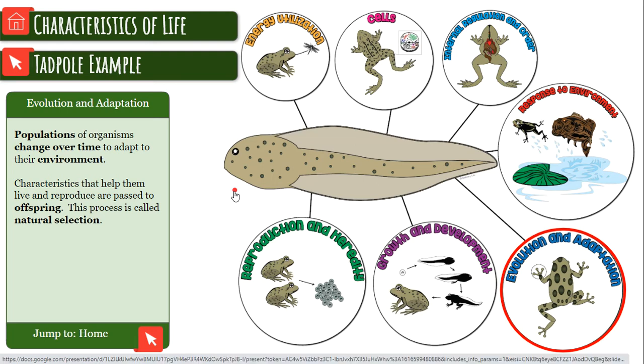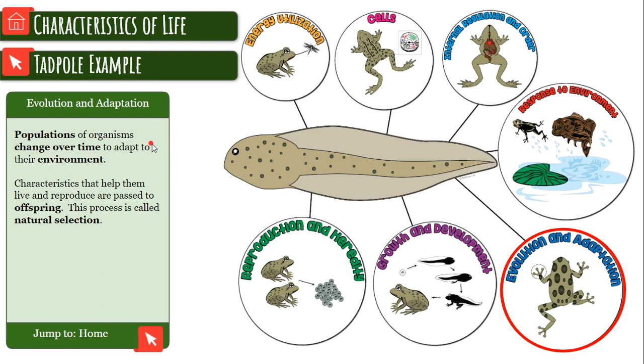Organisms also evolve and adapt. So populations of organisms change over time to adapt to their environment. And different characteristics that help them live and reproduce are passed to their offspring. This process is called natural selection.